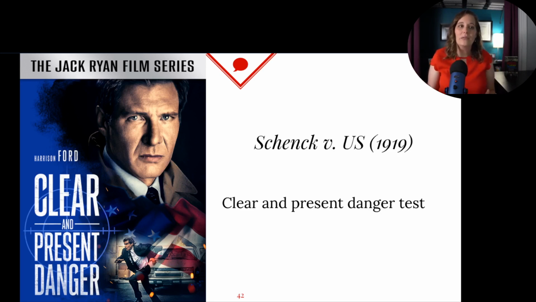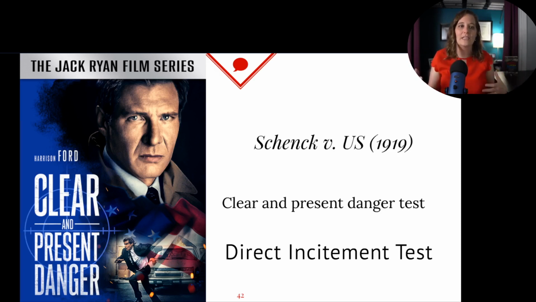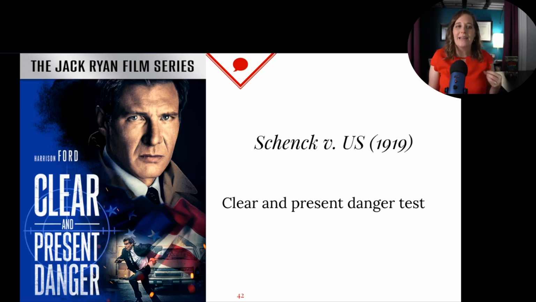And Schenck is really important because it says that the government can limit speech that causes a clear and present danger. It says that danger can be to the public and it can be to Congress's ability to carry out its power. So it's a pretty broad thing. Now, there is a test to determine whether something is considered clear and present danger, and that's the direct incitement test. So this is speech that is likely to result in imminent lawless action, and that can be limited. All right. And some of that has been refined through other court cases like Brandenburg versus Ohio.